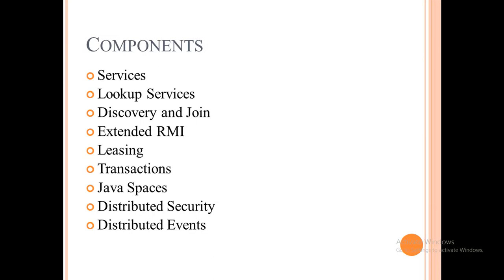In discovery and join, any service is added to the lookup service by a pair of protocols, and that is called discovery and join. First the service is located on the appropriate lookup service by the discovery protocol, and then it joins by using the join protocol. Then communication between the services can be accomplished in Java, and RMI, Remote Method Invocation, is used to access the services in the system using the lookup service. That is all about the components of Jini.